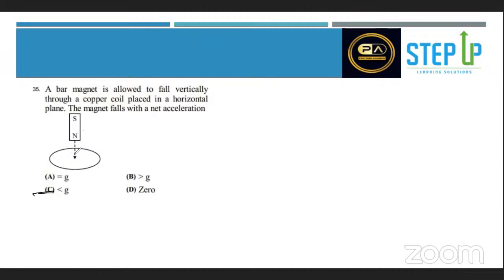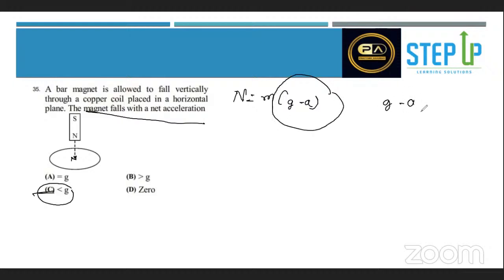Because the magnet is coming down, the coil face starts behaving like a north pole so that it can repel and avoid the magnet. Basically, the acceleration has to be less than g. The magnet falls with a net acceleration; because one force goes up and the magnet is coming down, it will be less than g since they are in opposite directions. So it will be g minus a. It's falling down, and the net force is mg minus the opposing force. So the total acceleration will be less than g, that is g minus a.